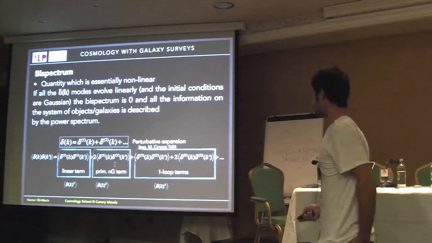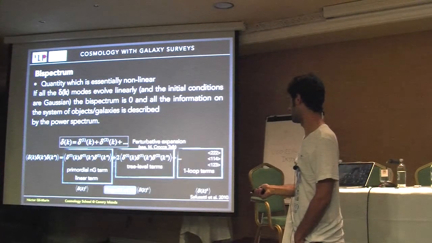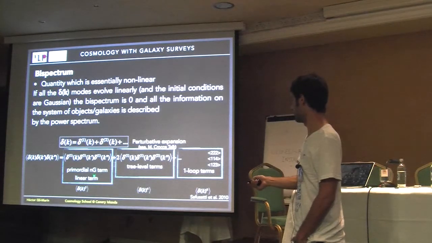So you can do the same for the bispectrum. And what you see here is that, again, you will have a primordial non-Gaussian term.